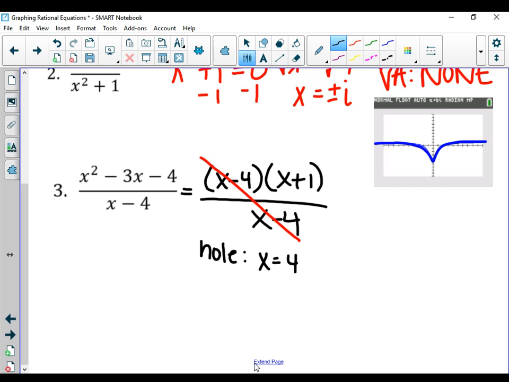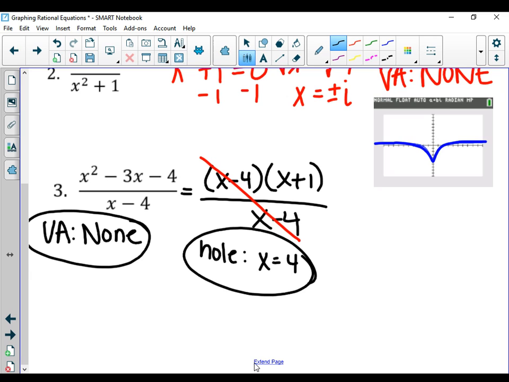Is there anything left in the denominator after I cross that out? No. Okay? So since nothing's left, to answer the question they originally asked me, do I have any vertical asymptotes, I would put none as well. So I don't have any vertical asymptotes, but I did have a hole at x equals 4. Okay? Now, plug that into your calculator.